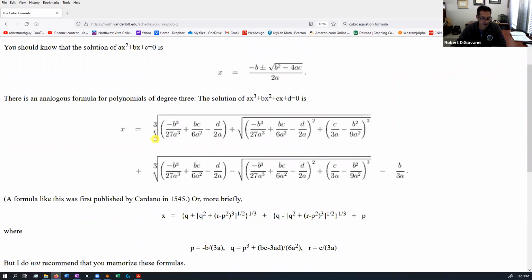X is equal to the cube root, not the square root, the cube root of all of this plus the square root of all of that, plus the cube root of all of this minus the square root of all, wow. Oh yeah, minus b over 3a. That is insane, right? It was discovered in 1545, so this is old news. But it exists.